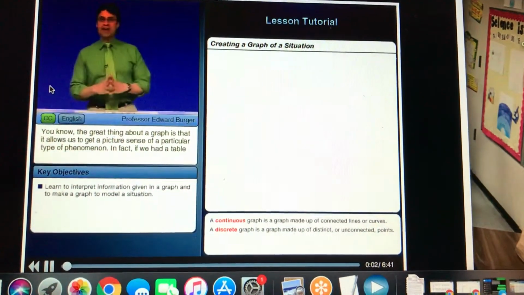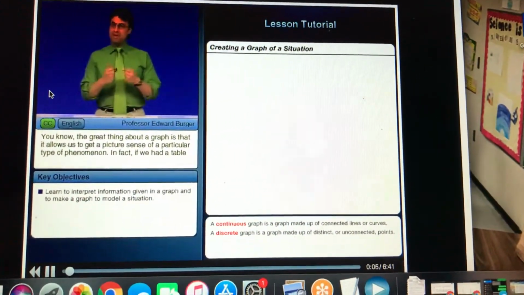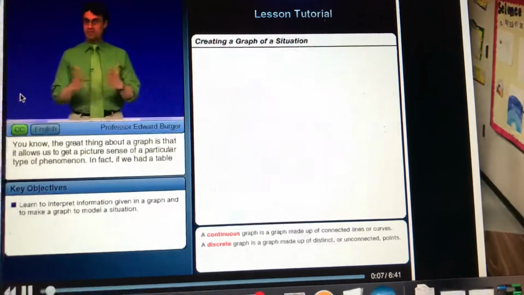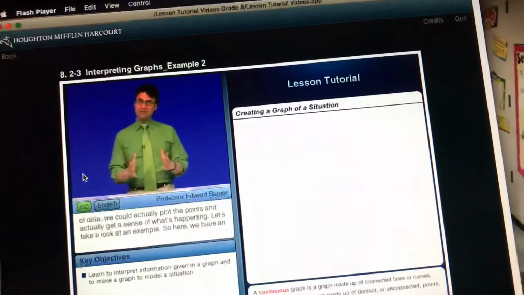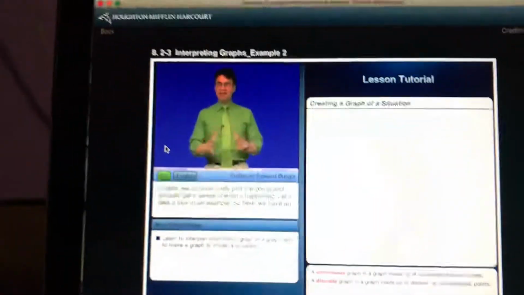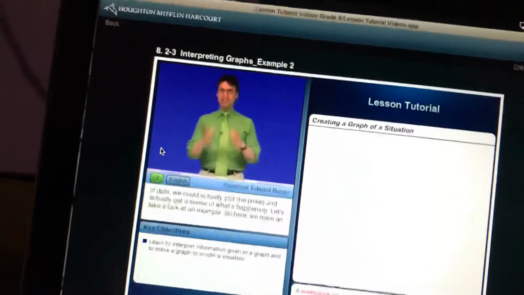The great thing about a graph is that it allows us to get a picture sense of a particular type of phenomena. In fact, if we have a table of data, we could actually plot the points and get a sense of what's happening. Let's take a look at an example.